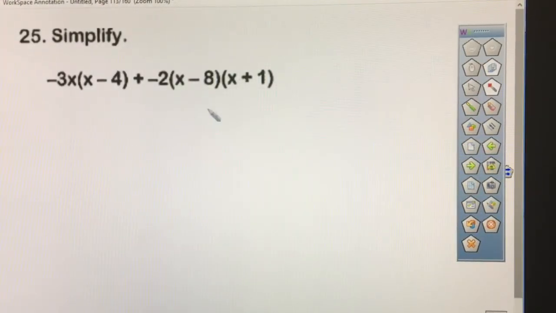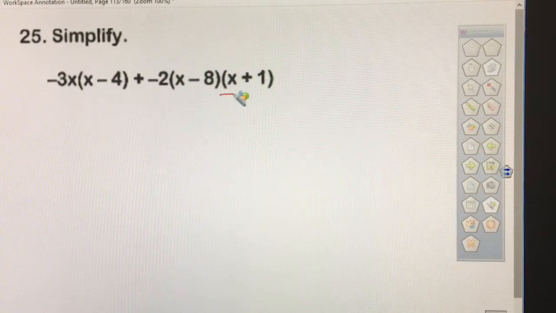Now to simplify, I'm going to have to FOIL these out. And when I FOIL, I like to use a Punnett. Fielder's choice.